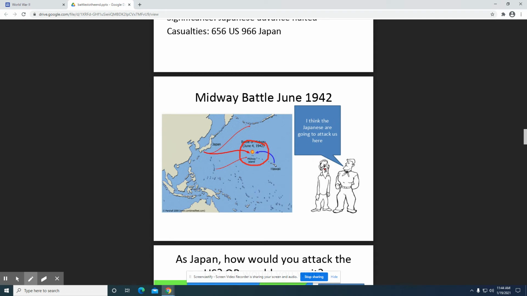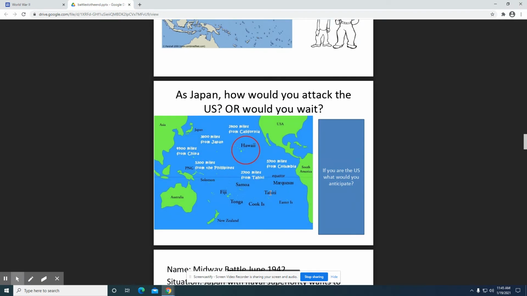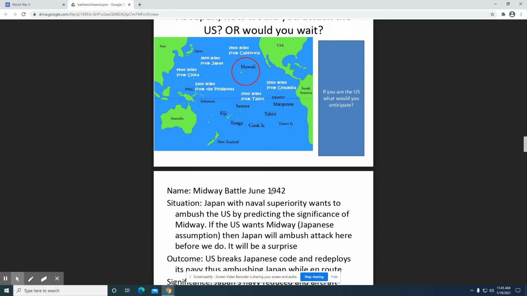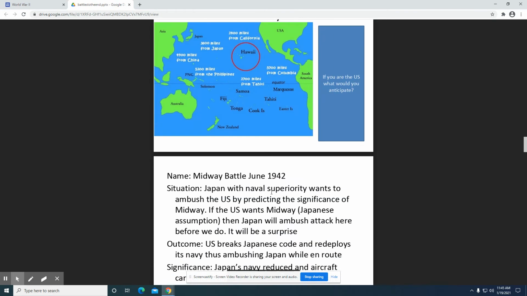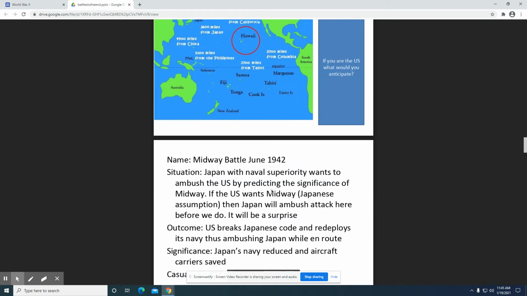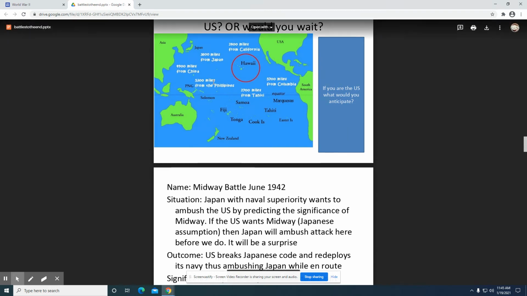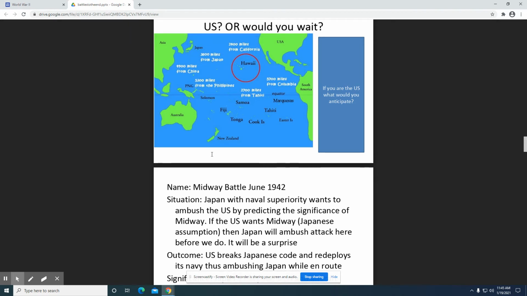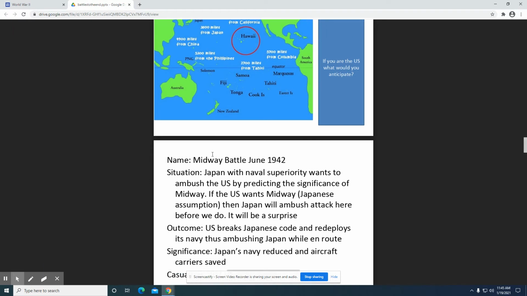I think the Japanese are going to attack us here, so the Americans are able to devote their resources into this particular area, and they are able to catch Japan off guard. Let's see, the Midway battle. So again, the Midway battle with that surprise attack, but it's also significant because we're at the midway point between the United States and Asia, so it would be able to play the role of a midway base.